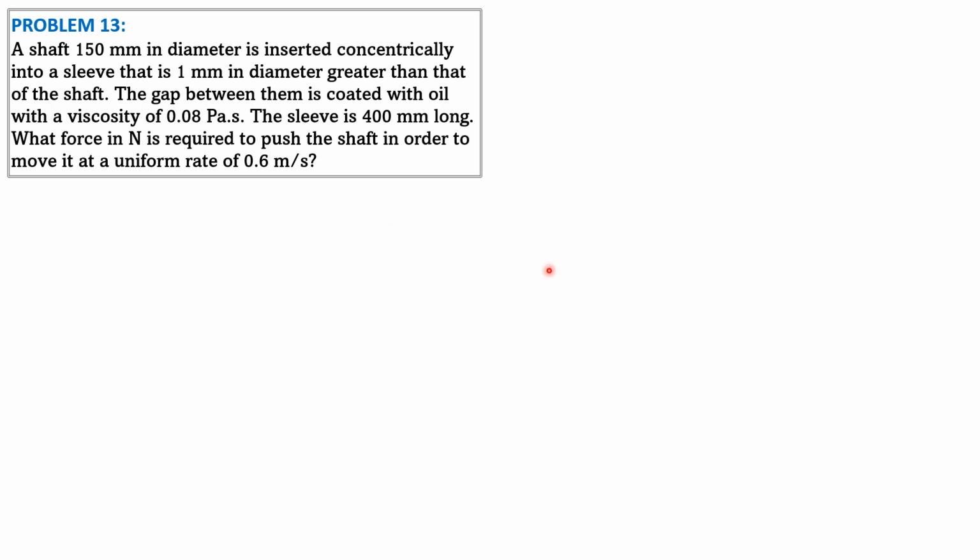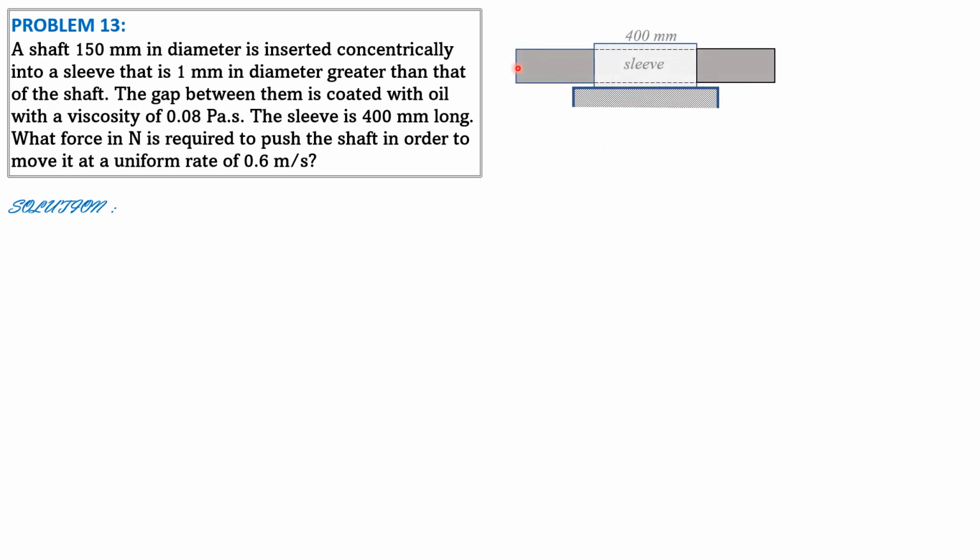So for the solution, let's have the figures as our guide in analyzing this problem. So we have here the shaft, and this is the sleeve 400 mm long, and at the end view we have the pushing force which causes it to move at a constant uniform rate of 0.6 meter per second. And this is the end view. The diameter of the shaft is 150 mm, and that of the sleeve is 151 mm. Therefore, the gap between them is 1 mm divided by 2, which is treated as y.